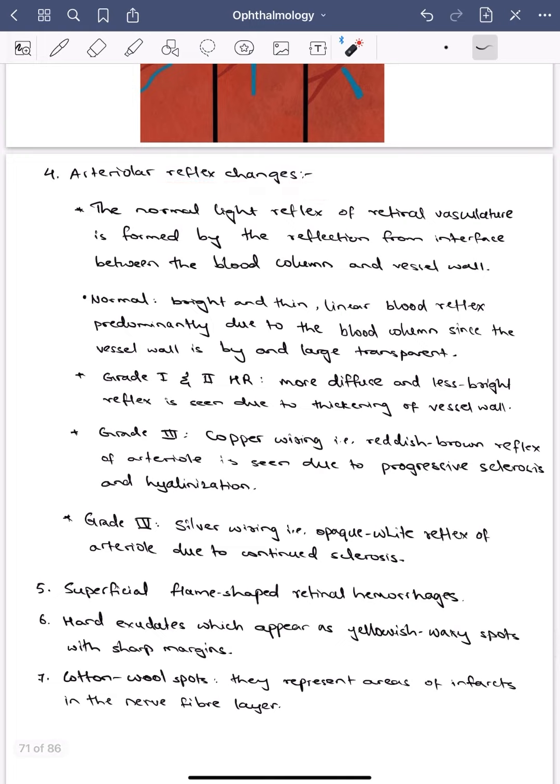Now the normally bright and thin blood column is seen. In grade 1 and grade 2 hypertensive retinopathy, it is less bright and more diffuse. In grade 3, there is copper wiring, and in grade 4, there is silver wiring. Then the others include the flame-shaped superficial hemorrhages, hard exudates, and cotton wool spots. So these are the clinical features of hypertensive retinopathy.